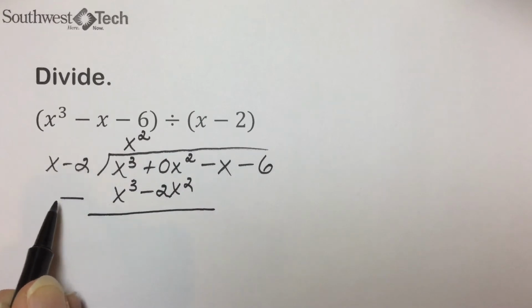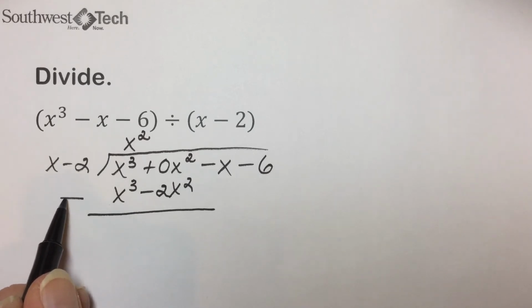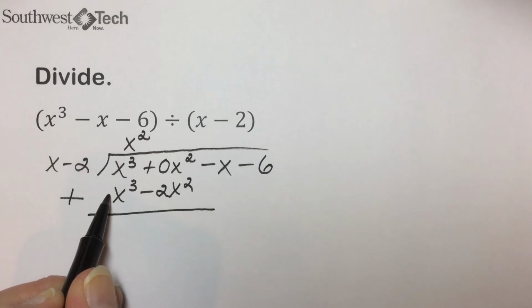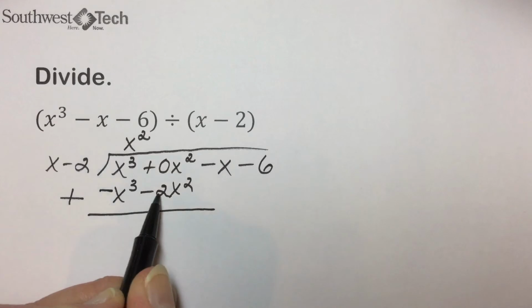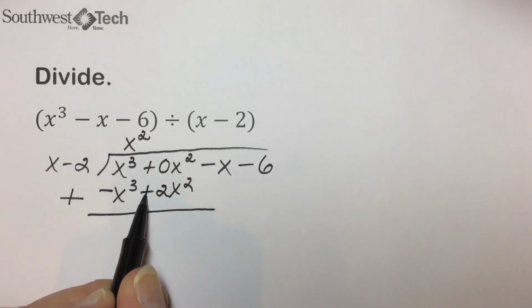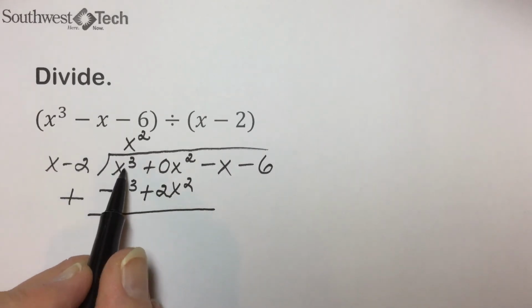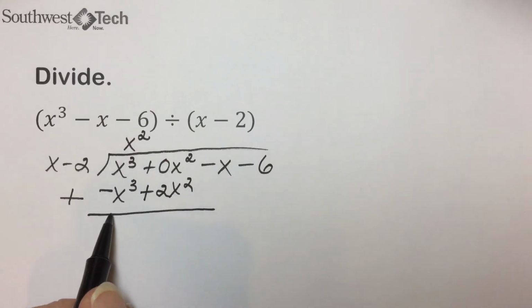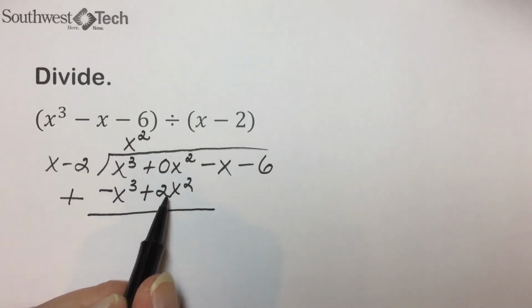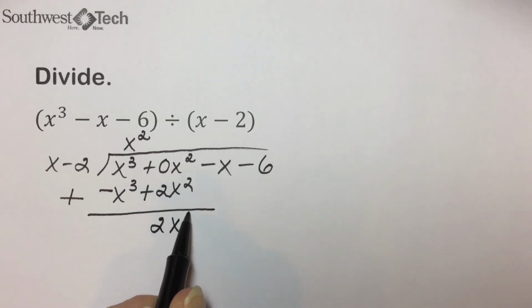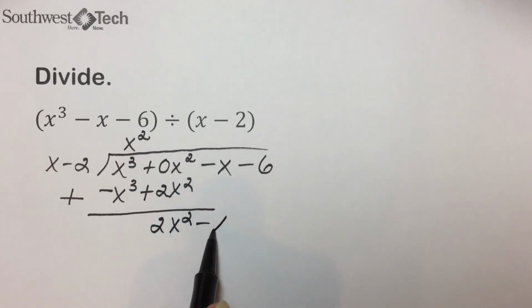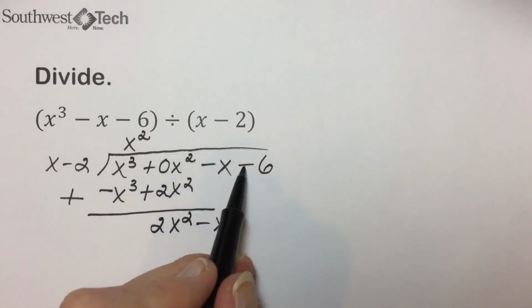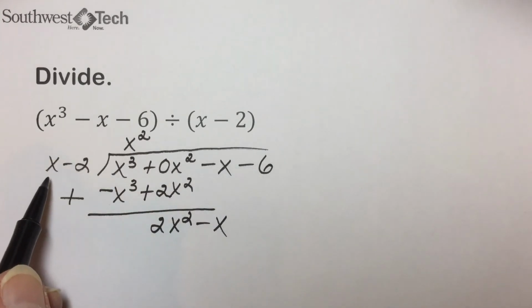Next, we always subtract, but to make this subtraction easier and less chance of having an error, change the subtraction into addition of the opposite of what we're subtracting. So our x to the third will become a negative, and our negative here will become a positive. Then we're adding x to the third plus a negative x to the third cancel out. 0 plus 2x squared leaves 2x squared. Bring down the next term in order of our variables, and back we go.